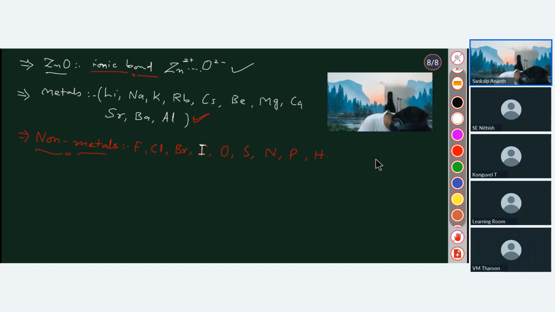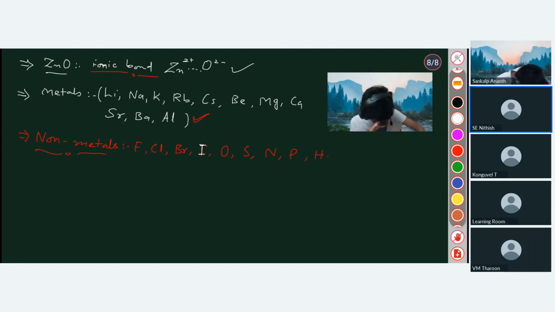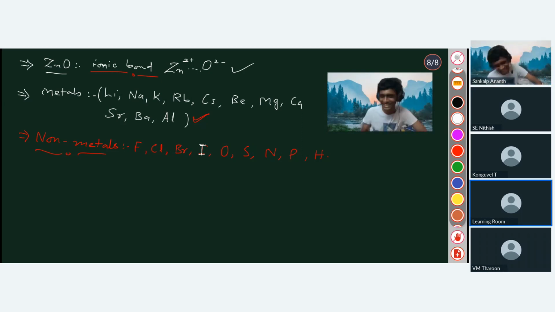Why are there two rhodiums, sir? 45 is also rhodium. And rubidium. Rubidium is different from rhodium. Rhodium is Rh, and rubidium is Rb.